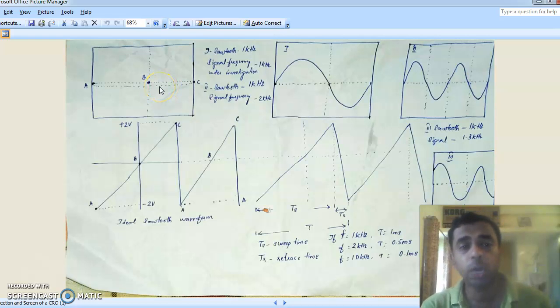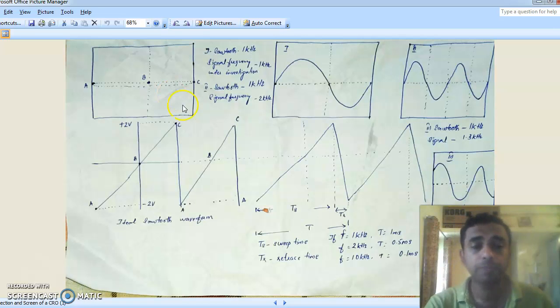While we switch on the CRO, we will see the trace moving from A to C, but we never see the stylus moving back from C to A. The retrace part we are not seeing. It is actually there, but it is masked, or blanked, from the viewer by a suitable circuit called the blanking circuit. So that retrace path is never shown on the CRO screen.